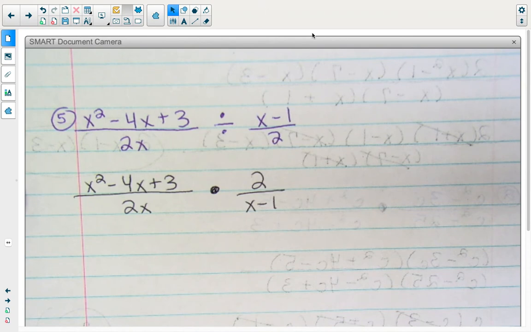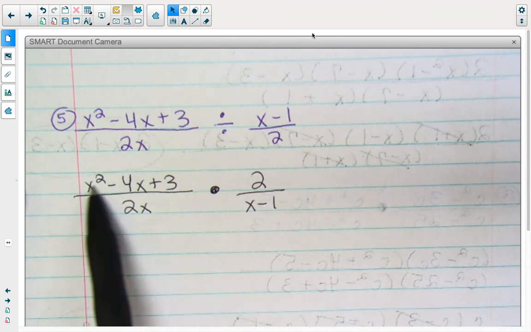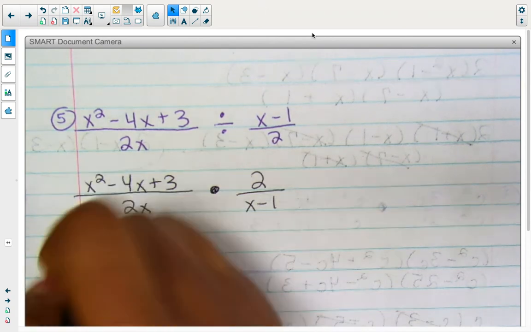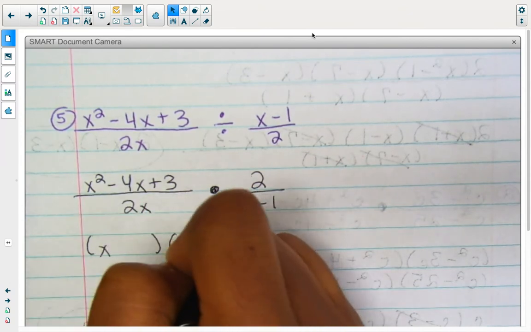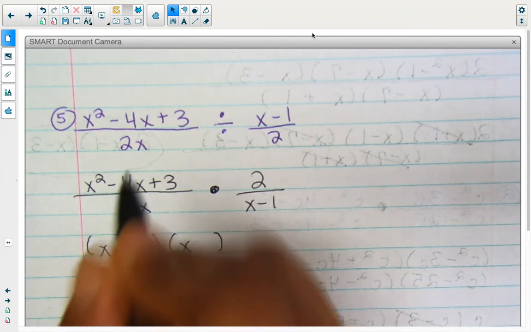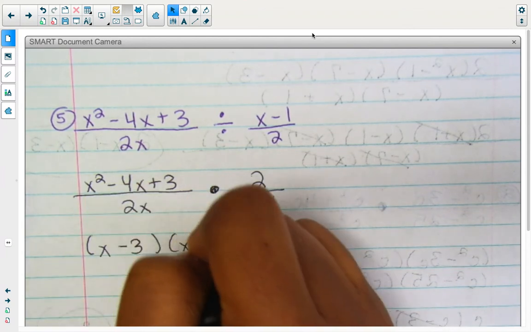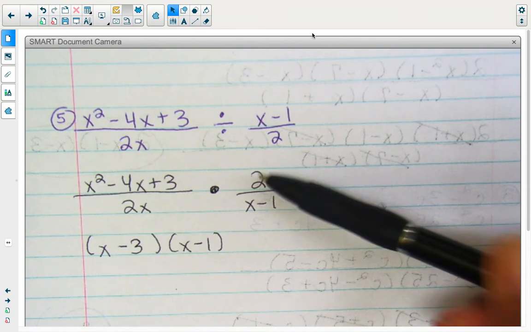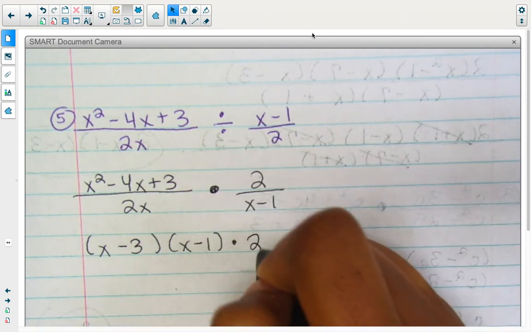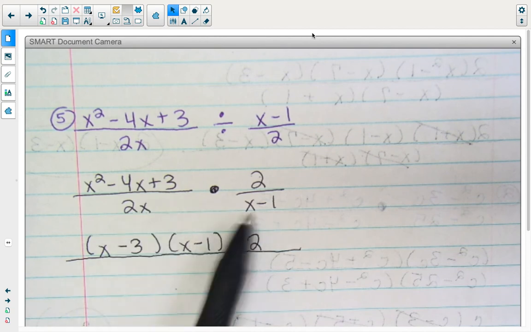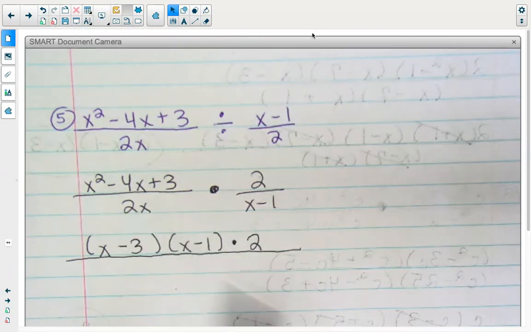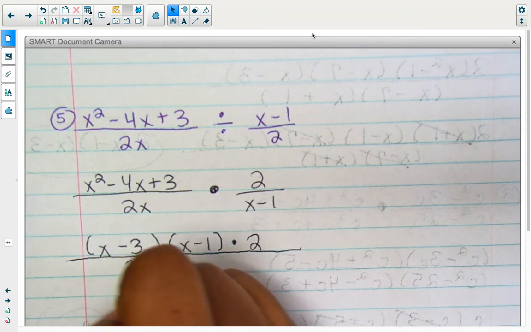Now I need to factor whatever can be factored. This can be factored, so we'll set up our parentheses. It's got to multiply to give me positive 3 and add to give me negative 4. And this 2 just comes down. And these two just go beside each other because there's nothing that can be factored, so they go beside each other in the denominator.